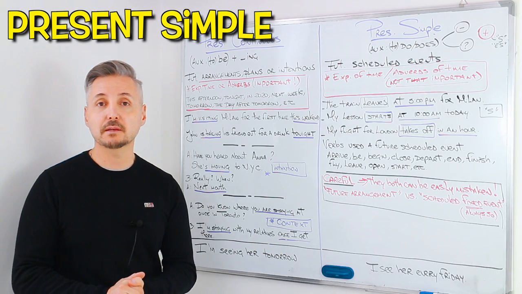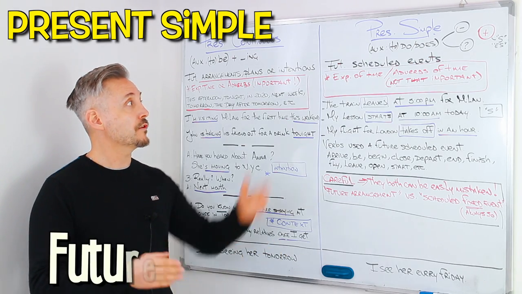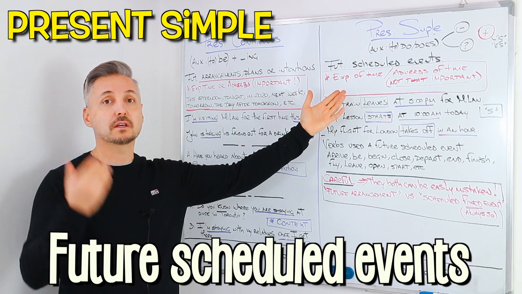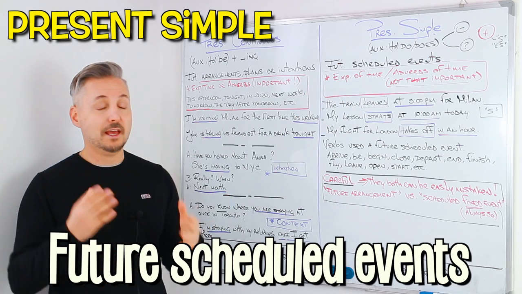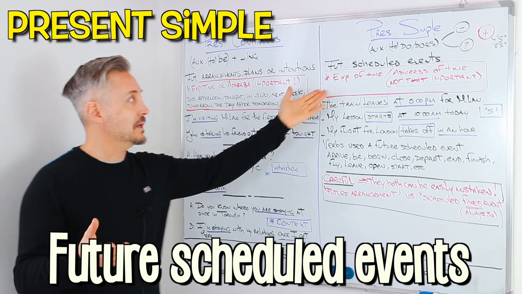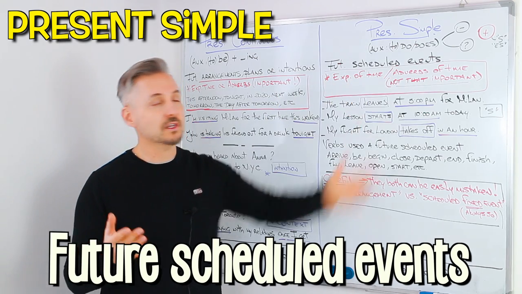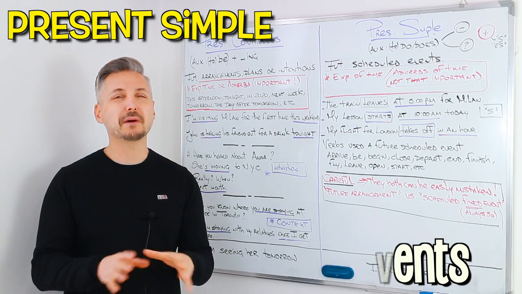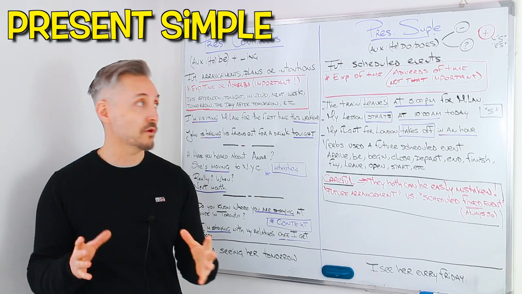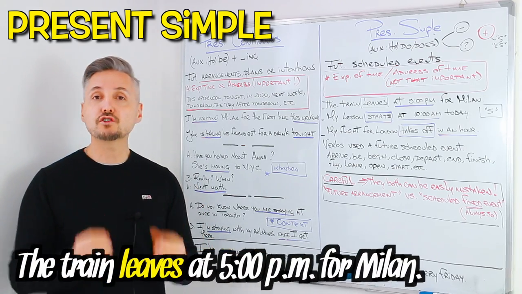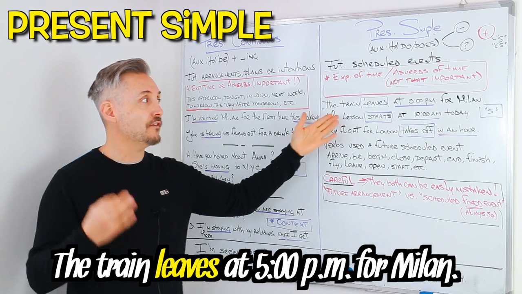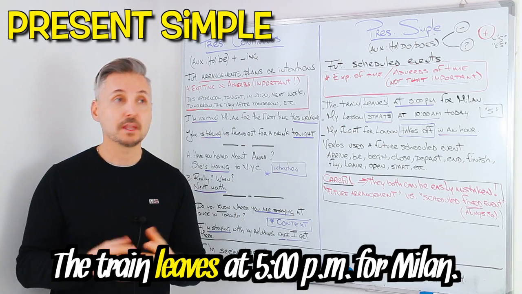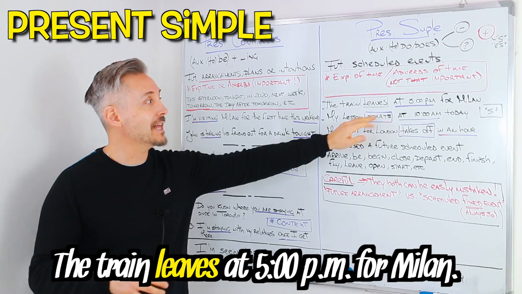When do we use the present simple for the future? For future scheduled events. Of course, the time expressions and adverbs of time are important, but they're not extremely important. So, the train leaves at 5 p.m. for Milan. So, here we have at 5 p.m.